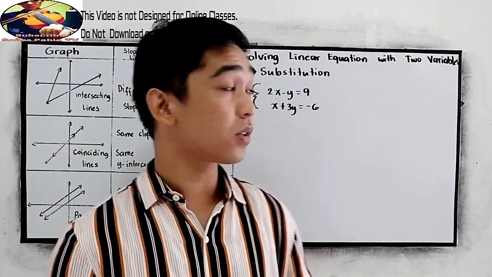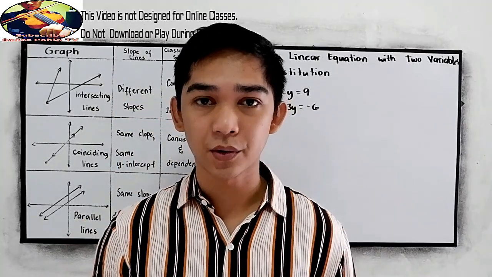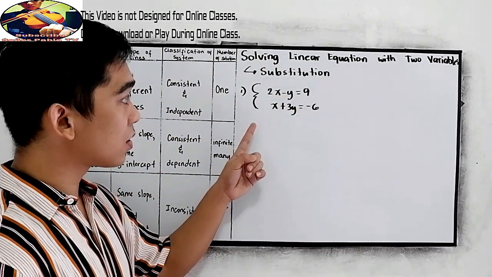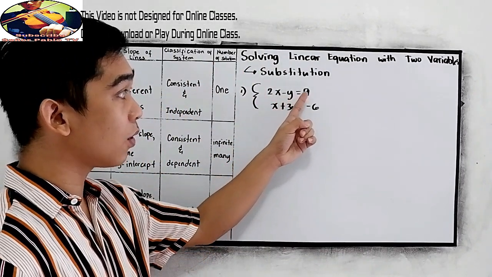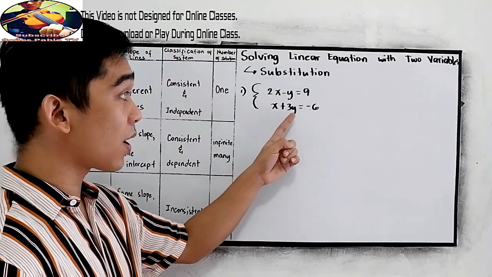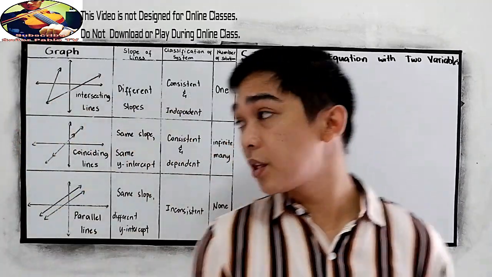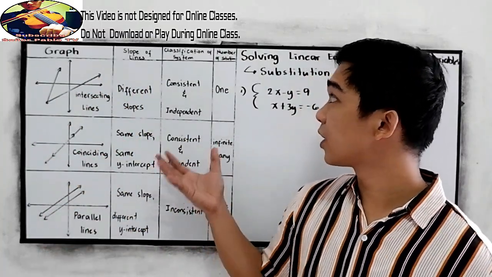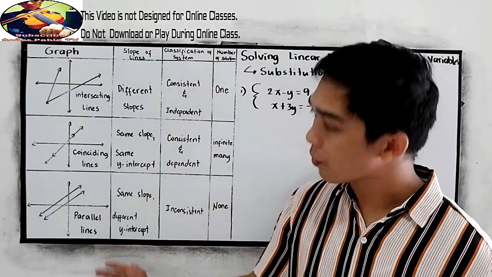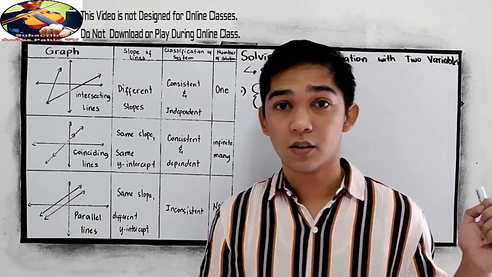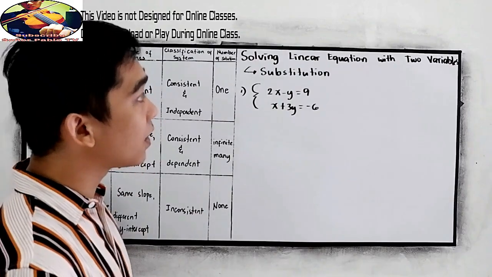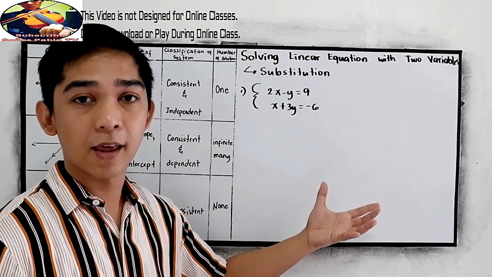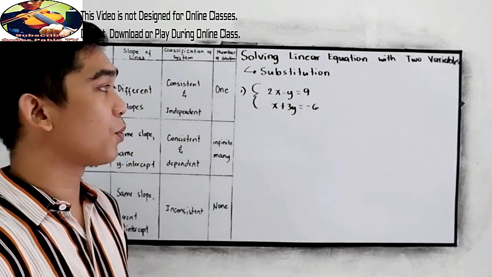Solving linear equations with two variables. This time, we will be focusing on the substitution method. So let's have our example number 1. The given equations are 2x minus y is equal to 9 and x plus 3y is equal to negative 6. Notice in our board, we have here the graph, the slope of the line, classification, and the number of solutions. We will be needing this table in our graph later. So aside from solving for x and y using substitution, we can also graph this problem.